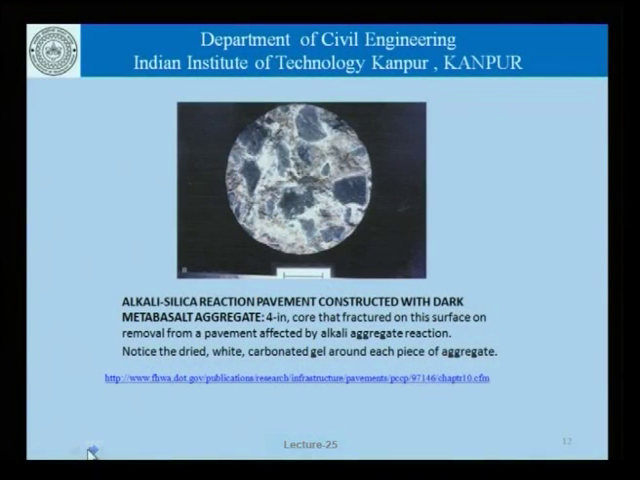This here is another picture of alkali silica reaction in the pavement with a dark metabasalt aggregate, and we can see that around all these aggregates here which are reactive, there is a very clear carbonated gel, and this is the gel that is formed on the rim of these aggregates, and that is what we were talking about in the previous discussion and also today earlier on.